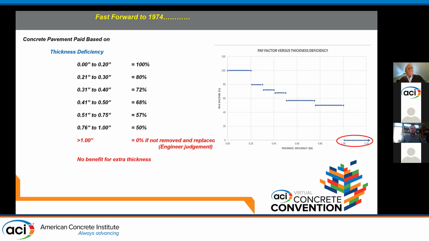Okay, and there was no benefit for extra thickness. And for flexural strength, there also wasn't a clear penalty. We weren't sure where that 20% could be low, and there was not a clear penalty for strength.